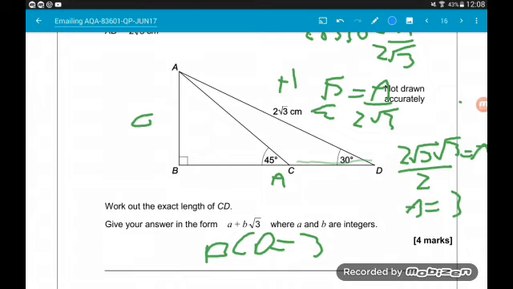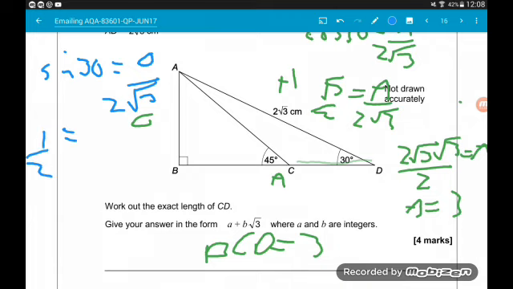So SOH tells us sine of 30 is the opposite divided by the hypotenuse, so O over 2 root 3. Sine of 30 is 1/2. So 1/2 is the opposite over 2 root 3. If we multiply both sides by 2 root 3, we just get root 3 is equal to the opposite.